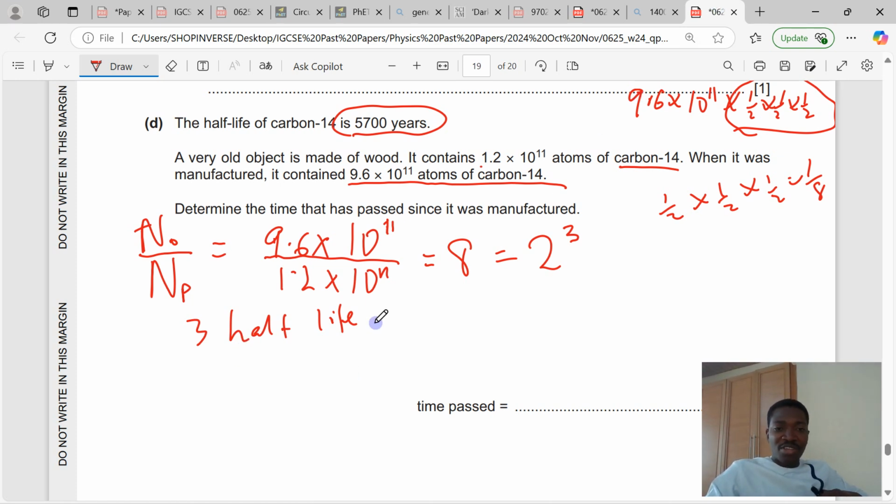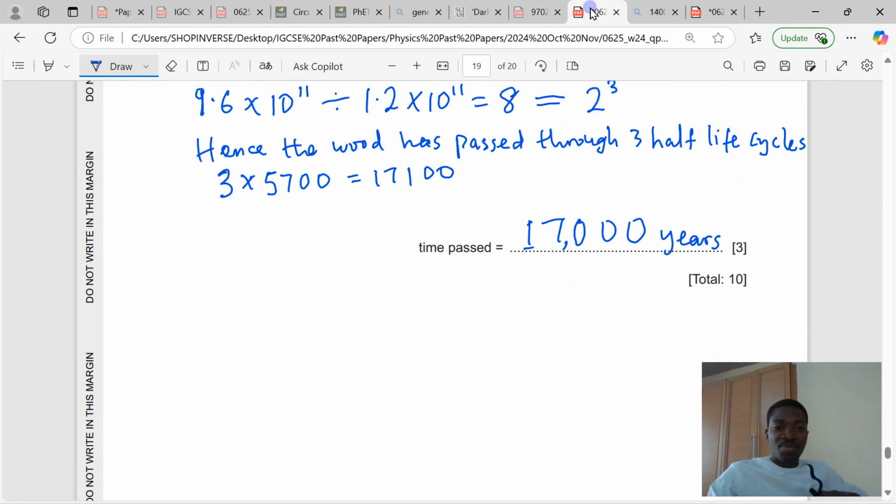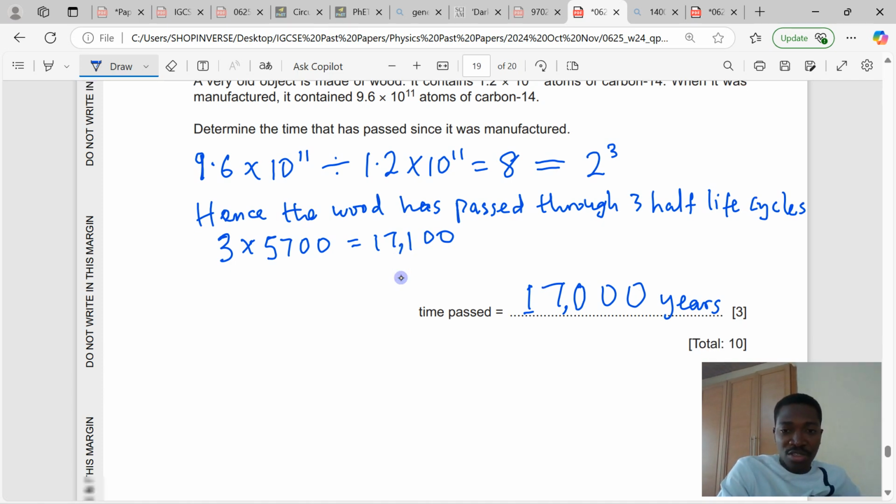Since we have 3 half-life cycles, just multiply the half-life by 3. You get the time that has passed, and that's what I did here. I multiplied the half-life by 3 and got the time that has passed: 17,100 years. You can write that to 2 significant figures as 17,000 years.